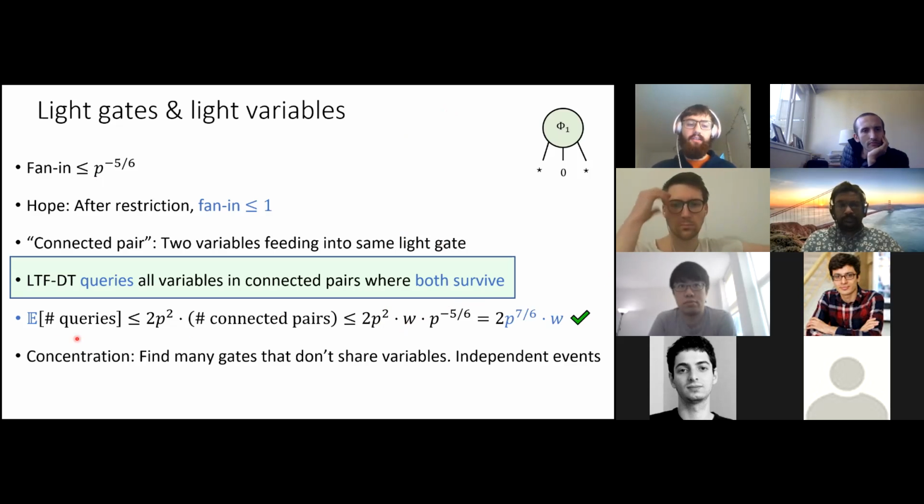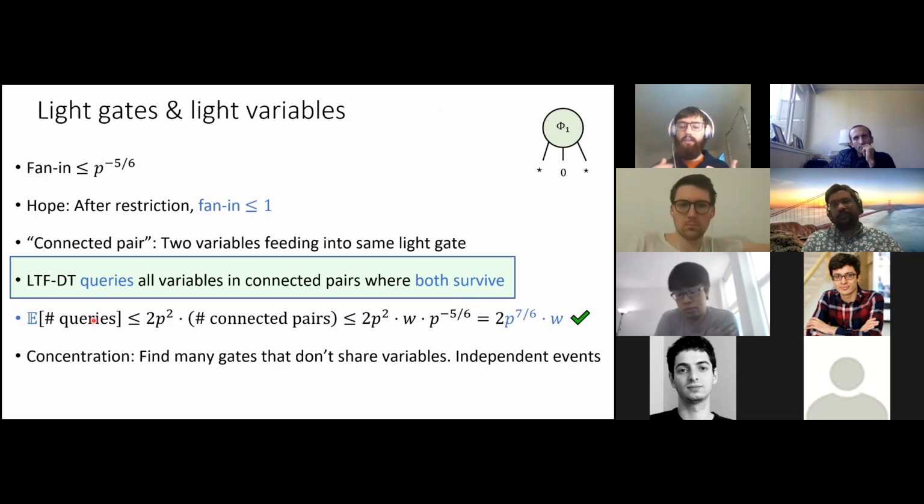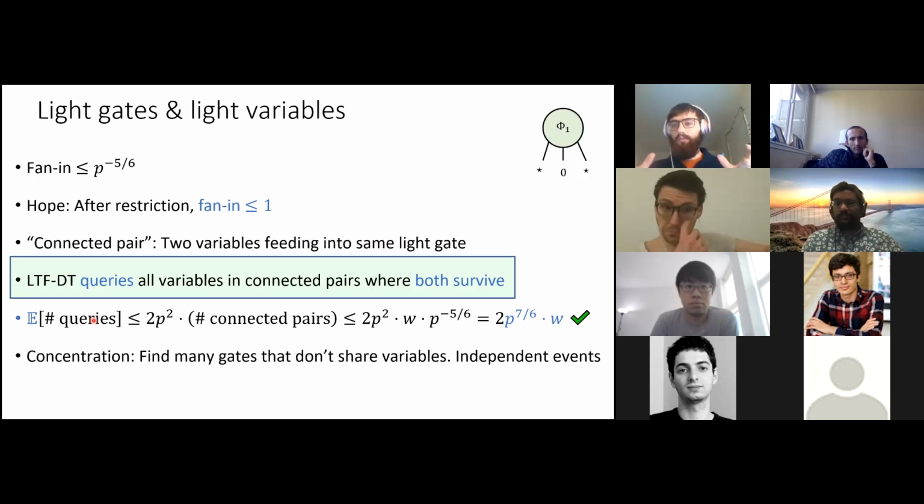Once again, that calculation was just for the expected number of queries, and really to complete the proof, we need to prove that this happens with high probability. We need to do a concentration argument. In this case, the concentration argument is based on this being like a sparse graph. Everybody's low degree. And so basically that means that we can find a ton of these light gates that read disjoint sets of variables. And so then we have independent events, and we can start applying standard concentration bounds for independent events. That's the intuition. Again, you can see the paper for details.